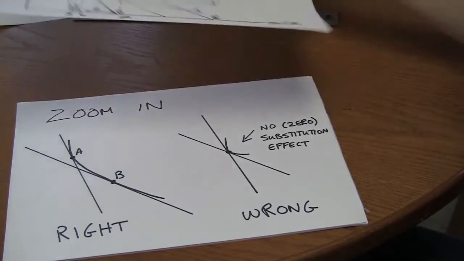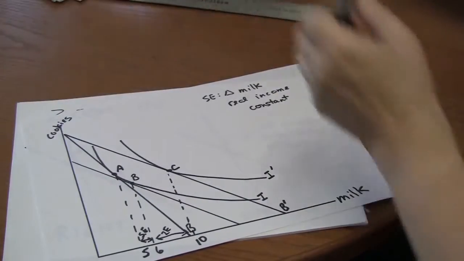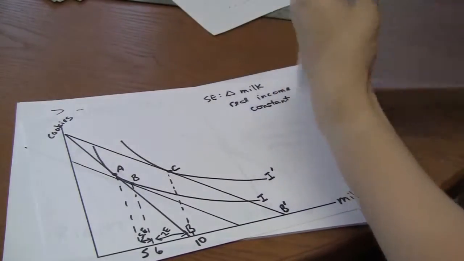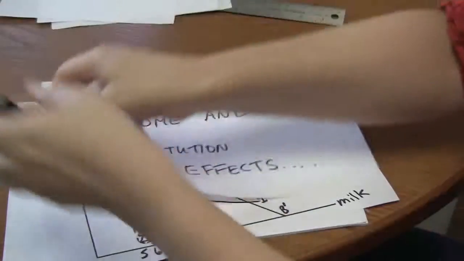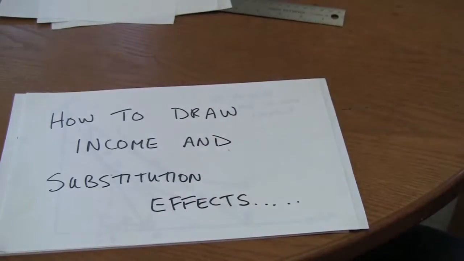So anyway, that is how to draw income and substitution effects by Mumbling Professor.